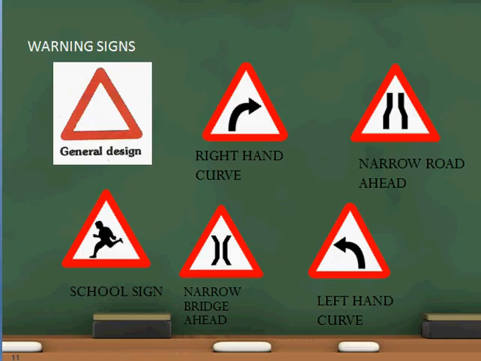Next is warning signs. Warning signs are used to warn the road users regarding some hazards. The general design is a triangular shape. These are the different ones. Right hand curve means a right hand curve is coming. Then a narrow road ahead. Then the school sign, which means a school zone is coming. The narrow bridge. All these are warning signs.